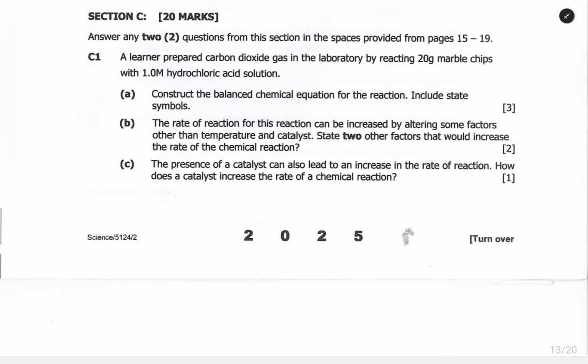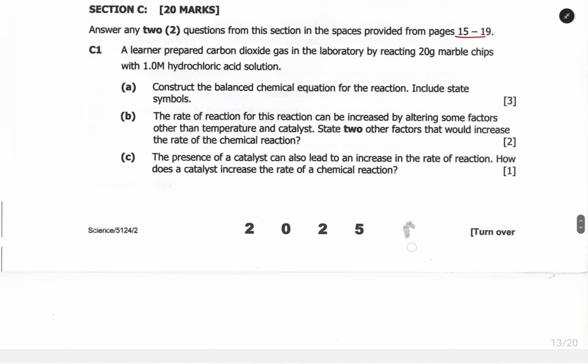No separate answer booklet. So answer any two questions from this section in the space provided, from page 15 to 19. So the space for this question is on pages 15 to 19. Pay attention to that. If your work is not in order, you might lose some marks. So make sure that you read the instructions. Now let us look at the first question here.